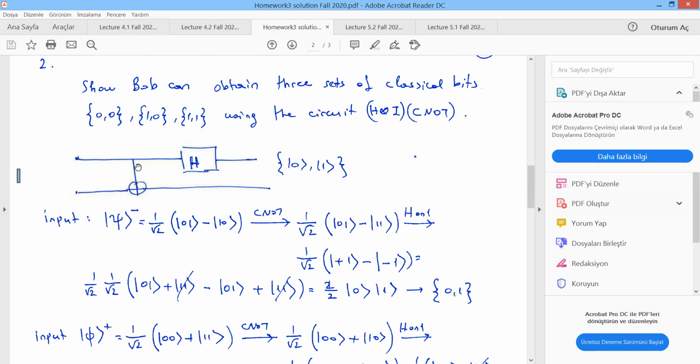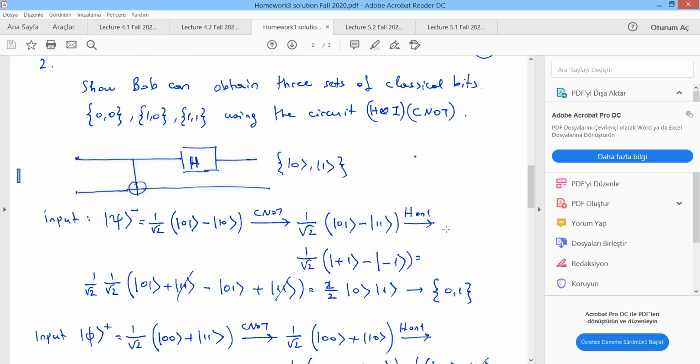I first operate with C0, right? Operating C0, this doesn't change because this is our target bit. This is our control bit. The first bit is control, the second is the target. Control bit is 0, target bit is 1, so it remains the same. But on this term, control bit is 1, target bit is 0, so it flips the target bit and this becomes 1 1. So after the C0, this is the state I have.